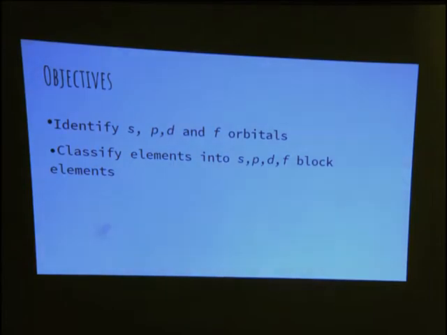I am Diki and this lesson is on chemistry, key stage 5, class 11 to 12. For today's lesson, you are going to study about spdf orbitals and spdf block elements. By the end of this lesson, you should be able to identify s, p, d and f orbitals, and also be able to classify the elements into spdf block elements.